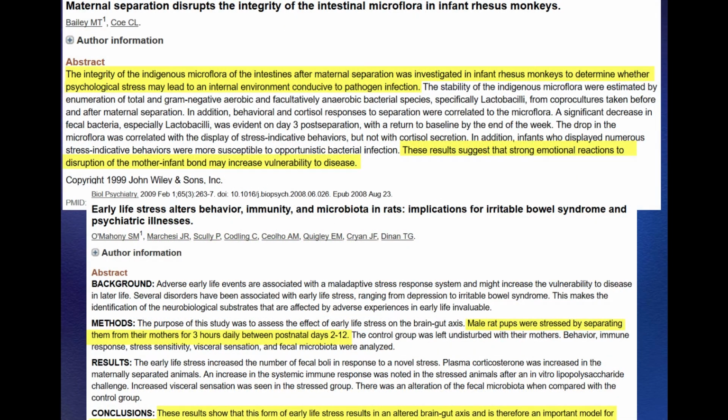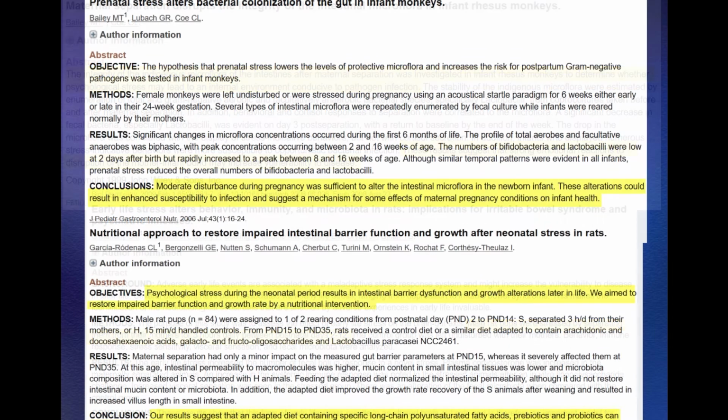And we know early life stress, they've replicated: maternal separation disrupts the integrity of the intestinal microflora in rhesus monkeys. Early life stress alters behavior, immunity, and microbiota in rats, with implications for irritable bowel syndrome and psychiatric illnesses. Prenatal stress alters bacterial colonizations of the gut in infant monkeys. A nutritional approach can restore impaired intestinal barrier function and growth after neonatal stress in rats. So there's a huge connection between, you know, this gut-brain axis. It's bidirectional.